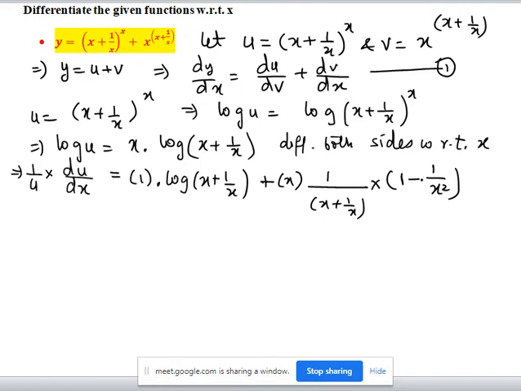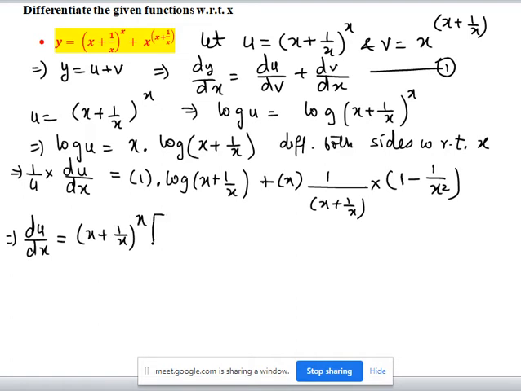You will see it comes out to be minus 1 over x square. So differentiation is over. We need to do simplification here and write what is du over dx. For that we will cross multiply u. So if I cross multiply u, du over dx will be u times, and what is u? You can put the value of u here. It is (x plus 1 over x) to the power x.